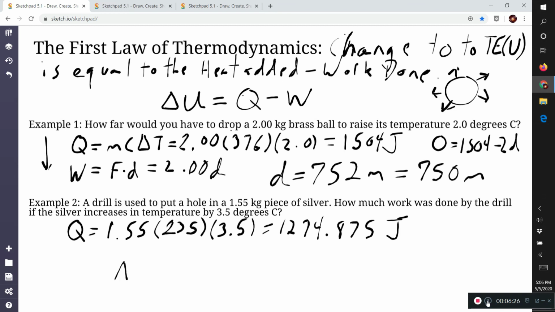So we could say at least, rounding to appropriate sig figs, which seems to be 2, 1,300 joules. All right.